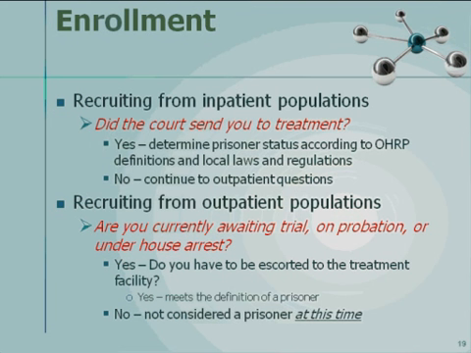For any outpatient populations during the enrollment phase, the question would be, are you currently awaiting trial, on probation, in house arrest, or some other legal status at this time? If they say yes, the follow-up question is, did you have to be escorted to and from the treatment facility? If the answer to that is yes, they most likely meet the definition for a prisoner. I personally would go a little further here and ask more probing questions about who took you, what's the mandate, where did it come from. But really, it sounds like they could meet the criteria for a prisoner in that circumstance.